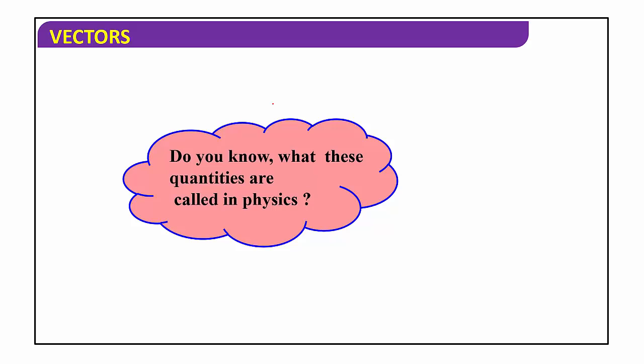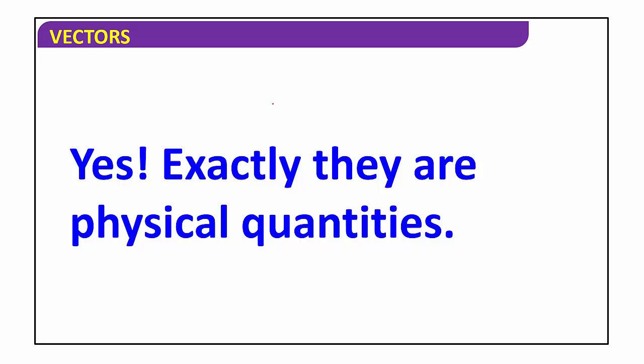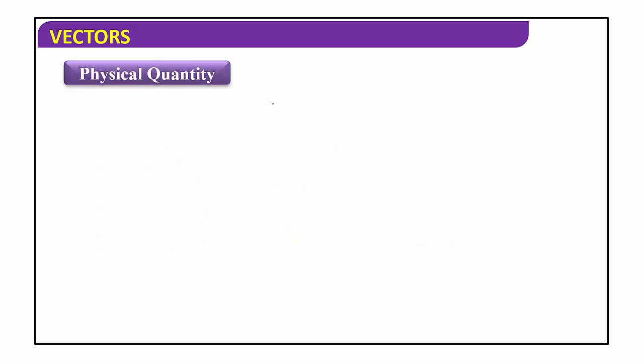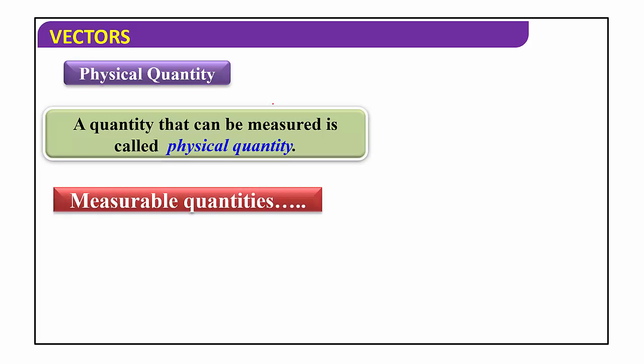Do you know what these quantities are called in physics? Yes, exactly. They are physical quantities. Then what do you mean by physical quantity? You have learnt about physical quantity and their types in chapter 2, that is units and measurement. Yes, what is physical quantity? A quantity that can be measured is called physical quantity. Right? So any quantity that we can easily measure, we are going to call it a physical quantity.